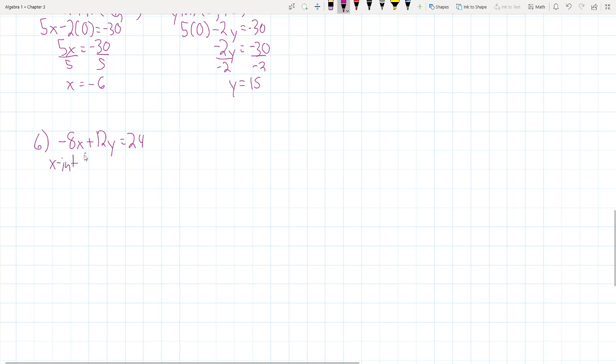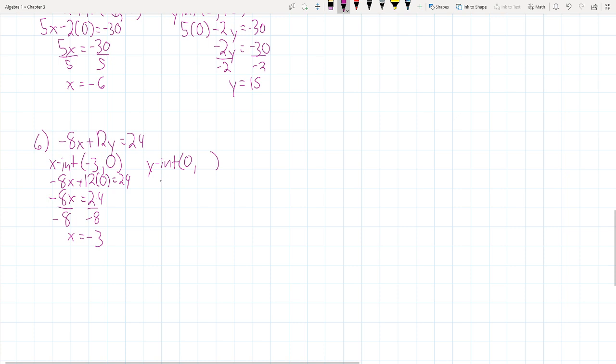So the x-intercept, I don't know my x, but I know my y is 0. And for my y-intercept, I know my x, but I don't know my y. And so whenever I do this, I get negative 8x plus 12 times 0 equals 24. So negative 8x equals 24. Divide by negative 8. I get x equals negative 3. So I know this is negative 3.